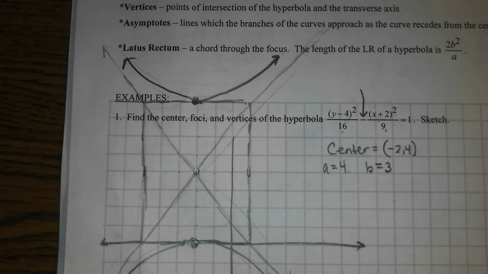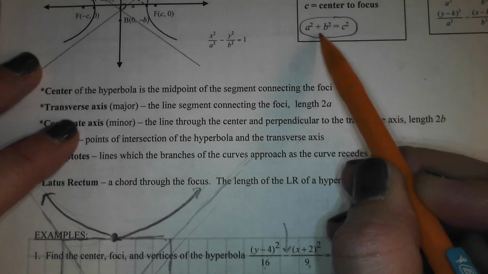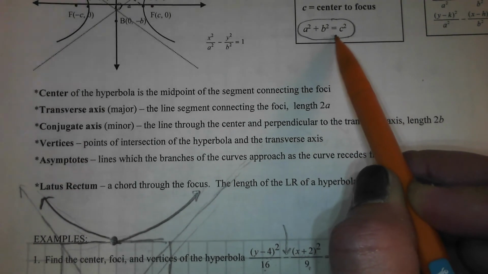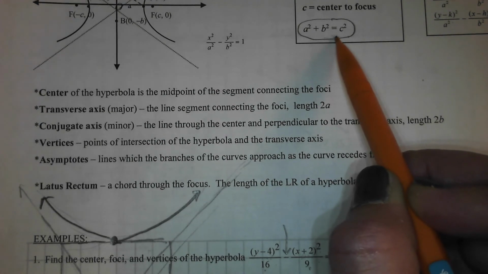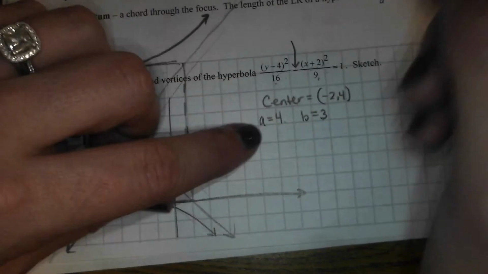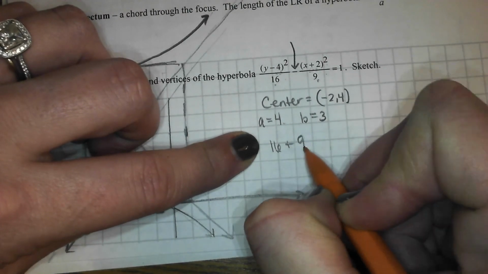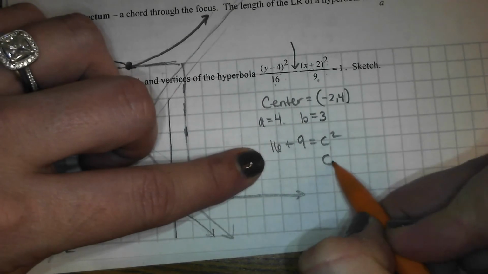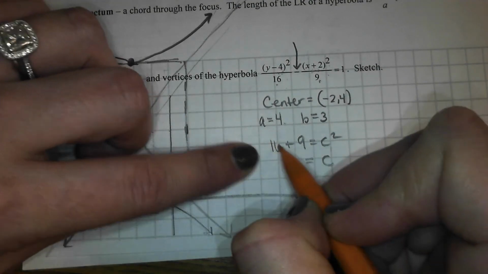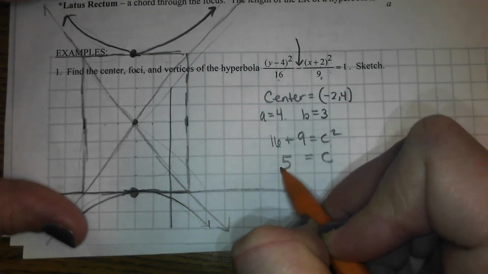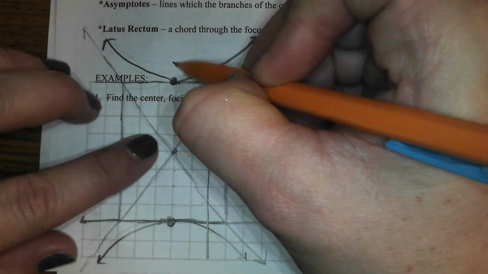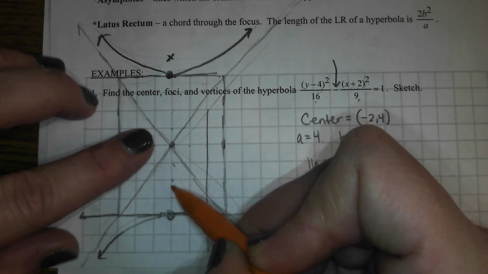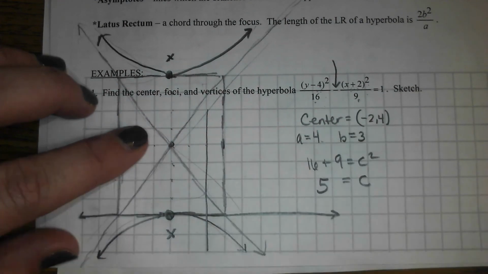Because there are still these focus points that we need to figure out. It's very similar to ellipses, just a different formula. This one truly is the Pythagorean theorem, so that should be easy to remember. A squared plus B squared equals C squared. So C is going to equal what? 5. So your focal points are 1, 2, 3, 4, 5, and 1, 2, 3, 4, 5.